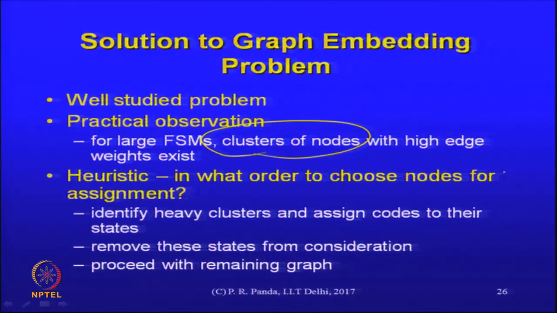So, the heuristic decides in what order to choose the nodes for assignment, because if you choose one order, there are a number of encodings that are not available for the nodes that come later in that order. So, somehow you are prioritizing those nodes. And our strategy then is you identify the heavy clusters and assign codes to the states of those clusters first. Heavy means priority is high, that is why the cluster became heavy. Then I just remove those states from that graph and proceed encoding the remaining graph. That is all that I do.